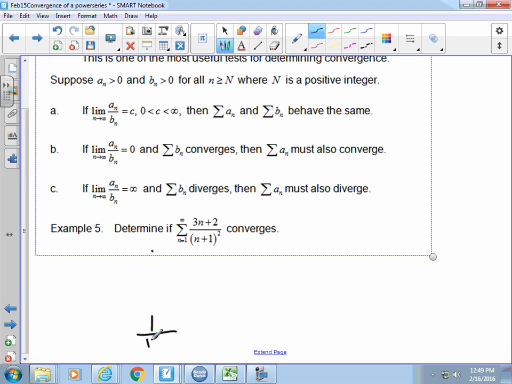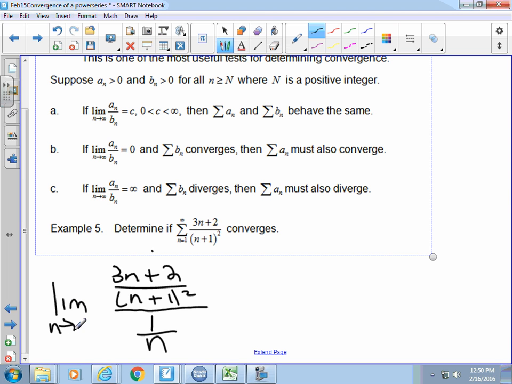Do I know that 1 over n is always greater or always less than that? No, and so I can't use just a direct comparison test. But I can use a limit comparison test, because it's okay if the limit equals a constant, right? And I'm going to do that limit as n approaches infinity.